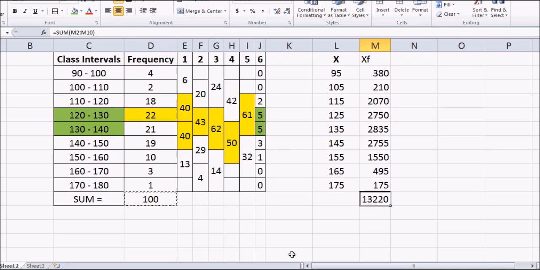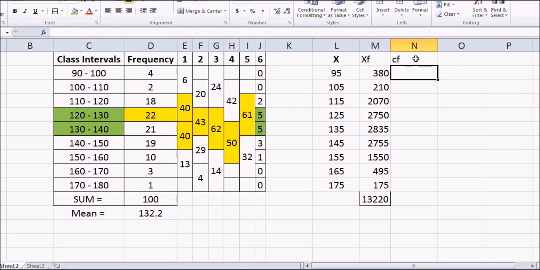Okay, so let's do the mean here. Mean is the ratio of the sum of x into f divided by the sum of f, and that happens to be 132.2. Next we need to find the median.